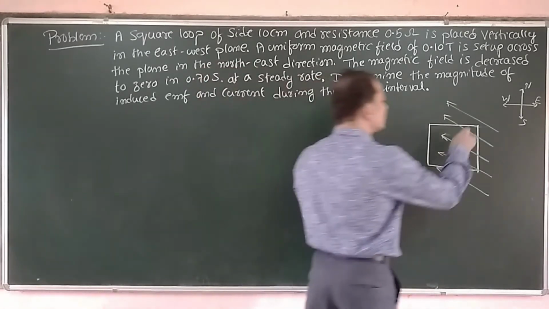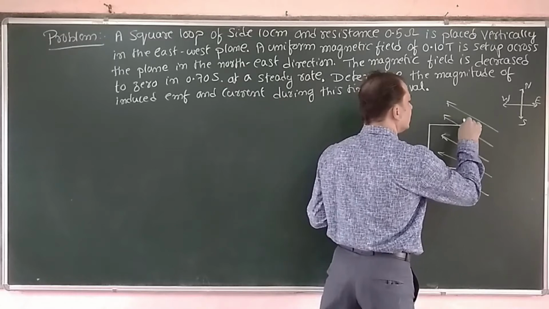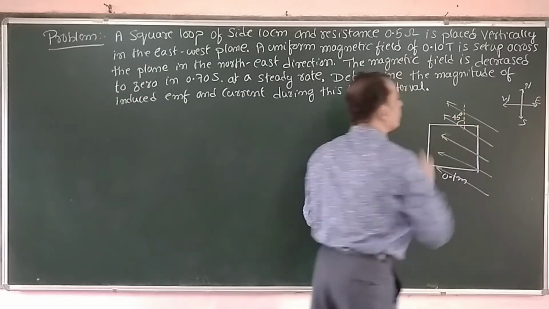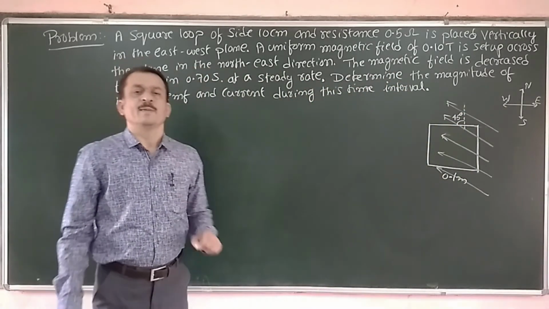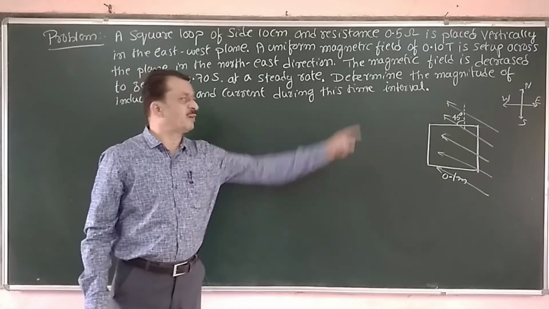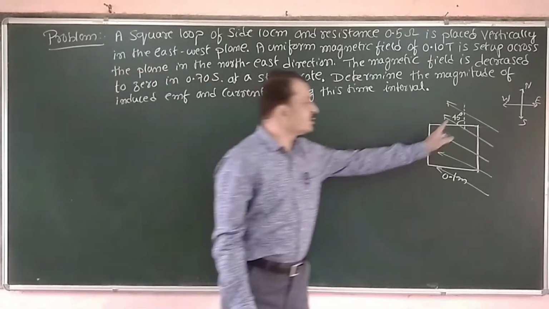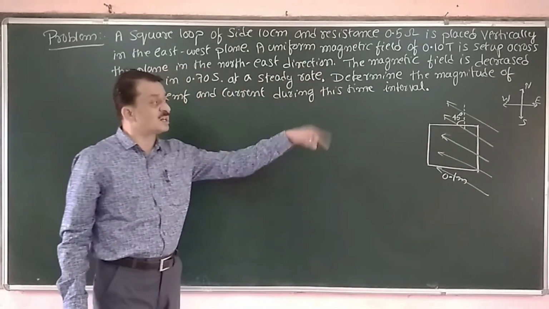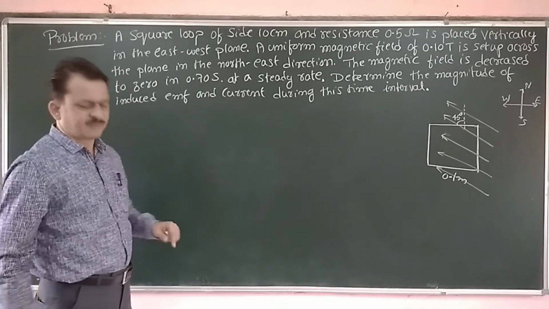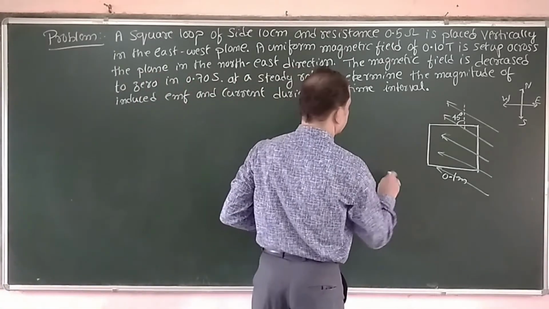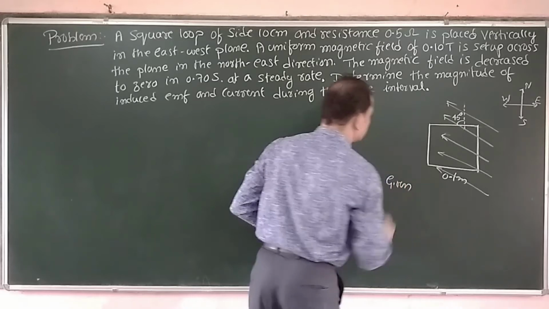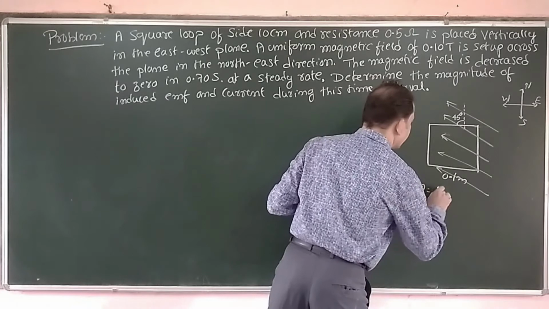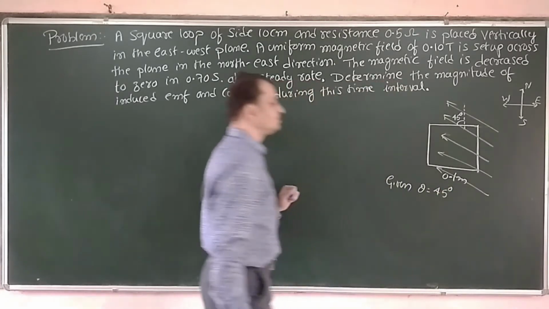Then obviously, if it is into the board, here if I draw along like this, this angle is 45 degree. The angle between the area vector and the field vector is 45 degree because this magnetic field is applied along the northeast direction, not north-south. It is the northeast direction. Therefore, the angle is 45 degree. Now we will list out the given things. We have the angle between the magnetic field vector and the area vector as 45 degree.